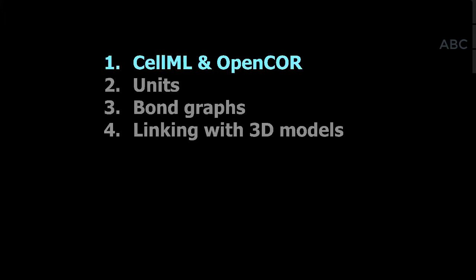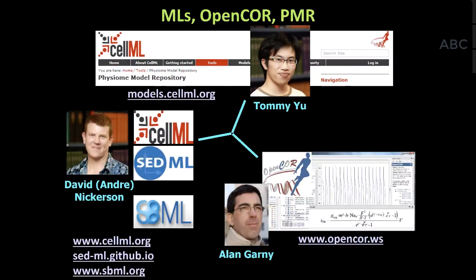So starting with CellML and OpenCore, the three components of this are shown here. On the bottom left are the development of markup languages, which allow us to ensure reproducibility of models and that we can check for units and we can annotate and curate and so on. And that work is being led by David Nickerson. There's another group led by Herb Sauro, SBML, and we work closely together with them. So Herb and Andre have both got a P41 from NIH, which is dealing with reproducibility.